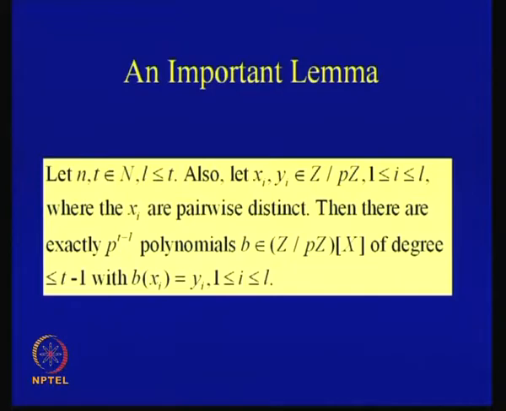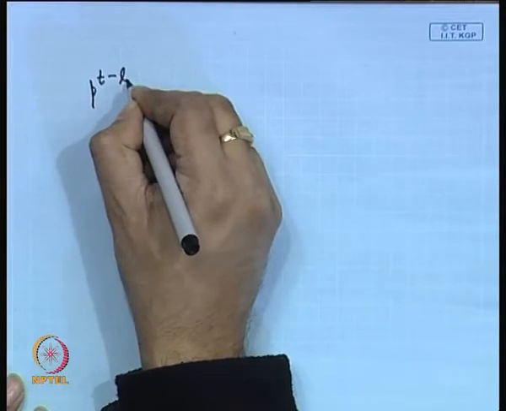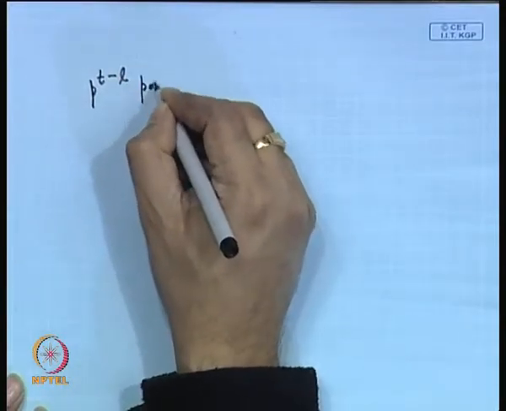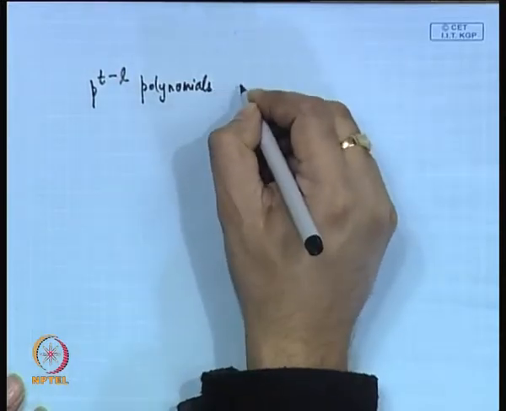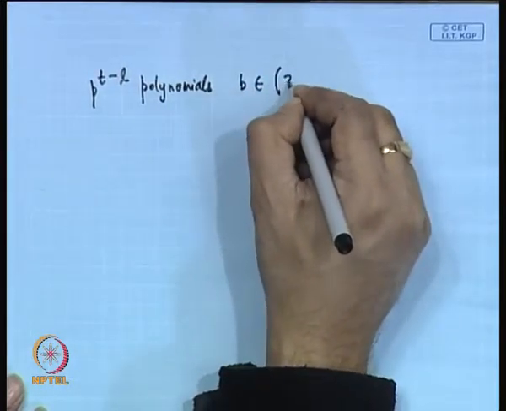What the theorem says is that there are exactly p to the power of t minus L polynomials, and the polynomials are given like this.